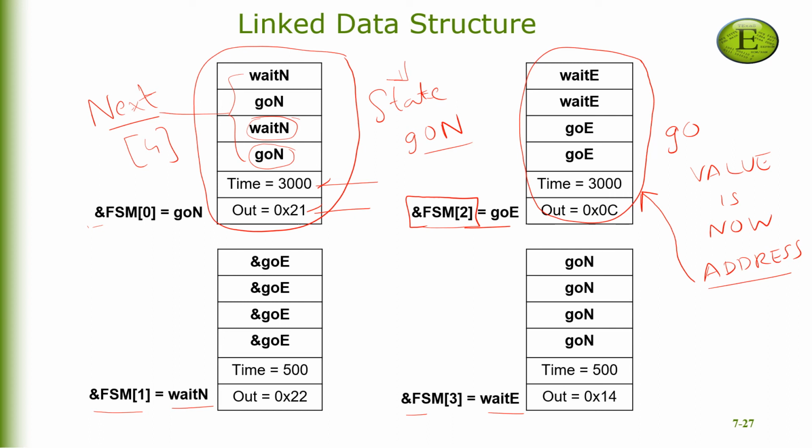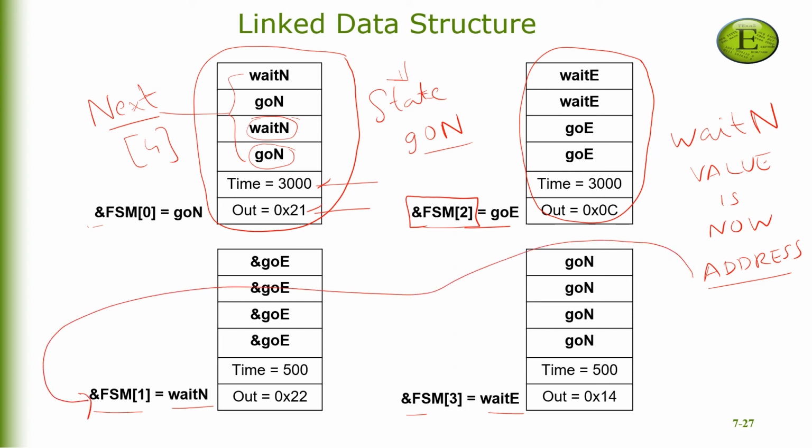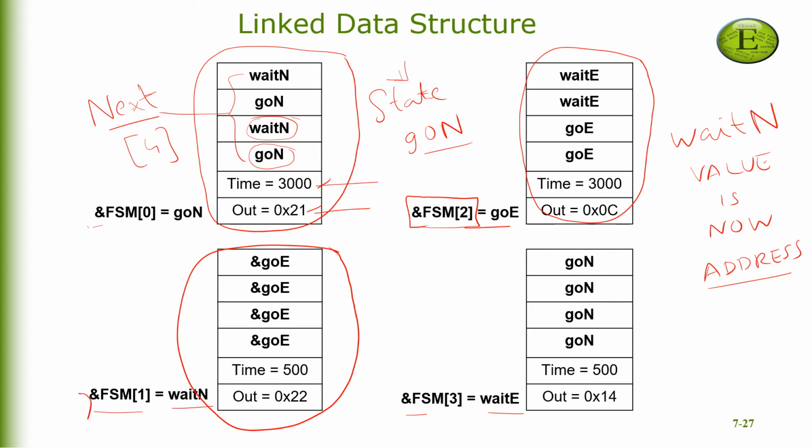We can take a look at another example. Wait N value is now an address. What address? Think about it. What address? Wait N. We're talking about this address. Therefore, we can reference the wait N state components. Likewise, if we say wait E, what is the value of wait E? It's written here. It is an address. It was initialized representing an address. Address of what?